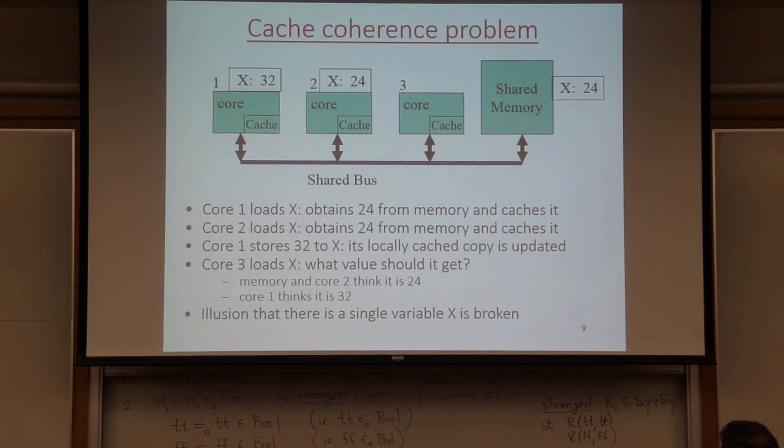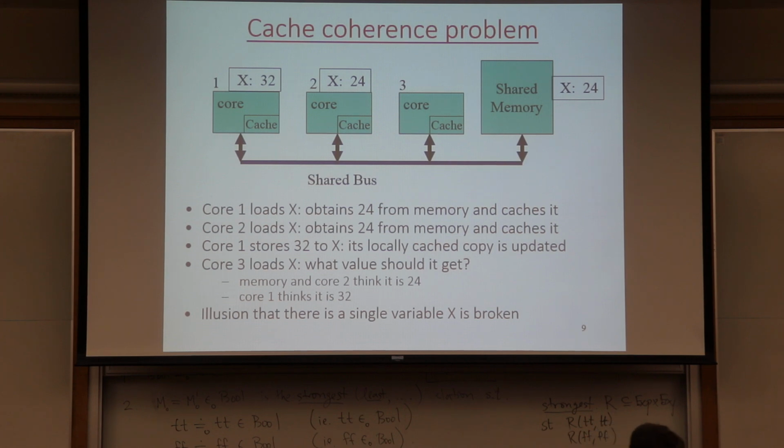Okay, and now let's say that core 3 wants to read the value of x. So it says, okay, I need the value of x. And now all of a sudden the question is, what do we mean by x now, right? Because memory and core 2 think that the value of x is 24, whereas core 1 thinks the value is 32. So should we give it 32? Should we give it 24? Should we add the two values and say it's 56, subtract them? What should we do, right?